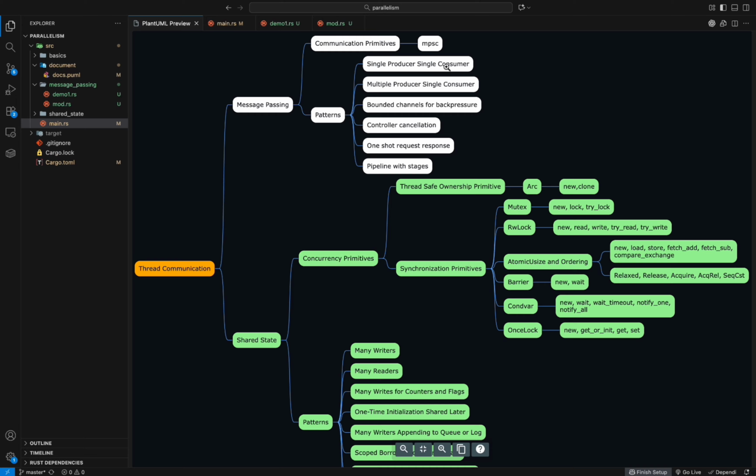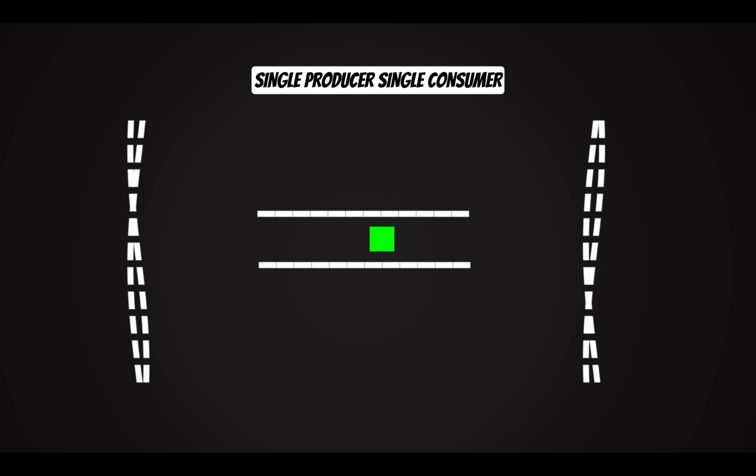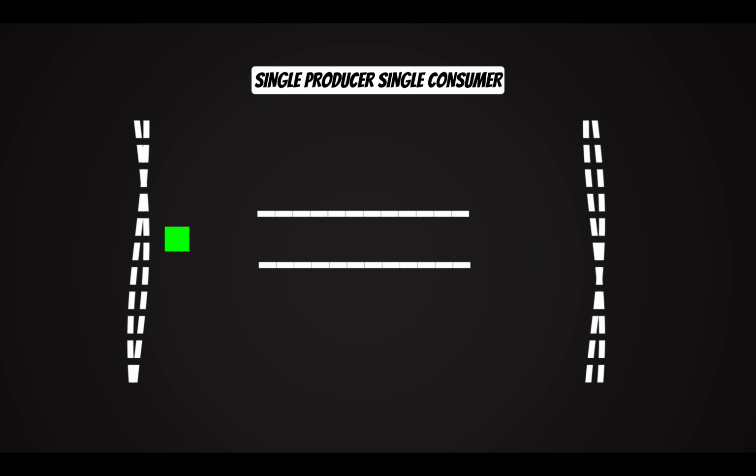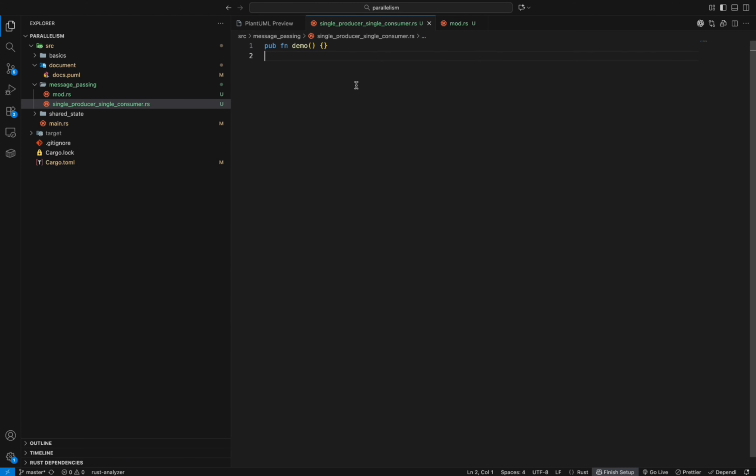Let's look at the first pattern, which is a single producer and a single consumer. And first, let's create this in a single thread. Whenever you create a channel, you get a sender and a receiver, and the sender can send the messages through the channel to the receiver. Let's implement this demo. First, we're going to look at a very basic example.